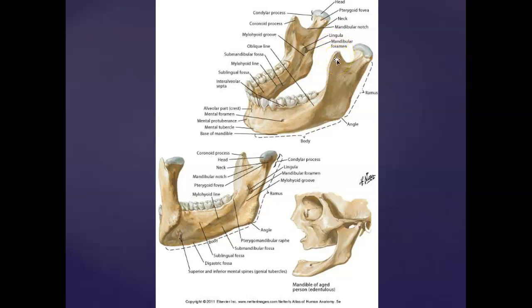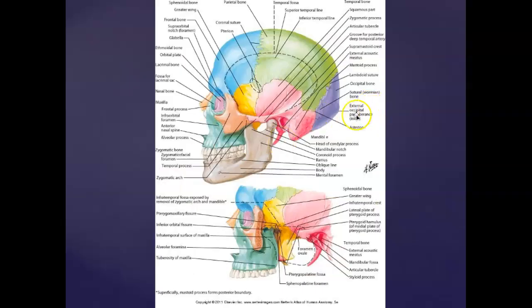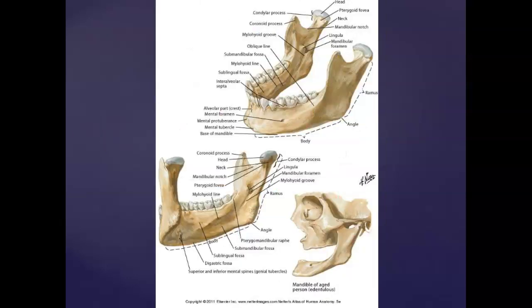It's the attachment site for the temporalis. Remember that muscle that comes up from those inferior and superior temporal lines. It goes down through the zygomatic arch and attaches to the coronoid process, a powerful muscle to elevate the mandible. There are alveolar processes, just like the maxilla, where the sockets for the teeth are contained.